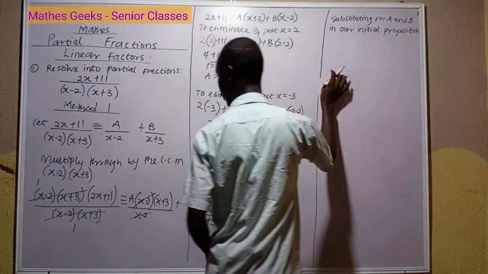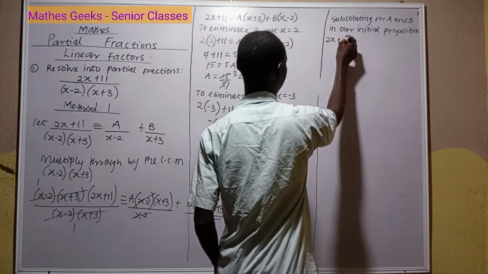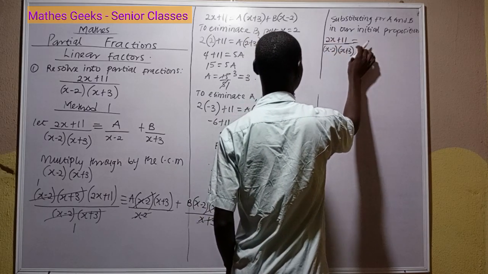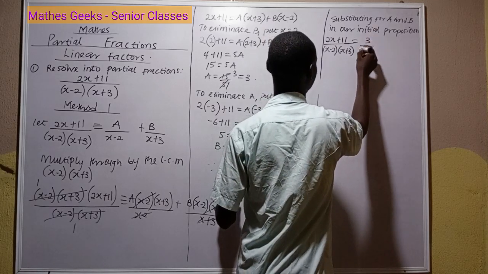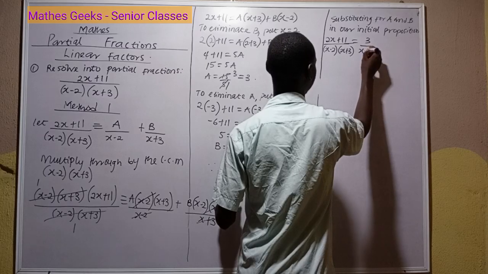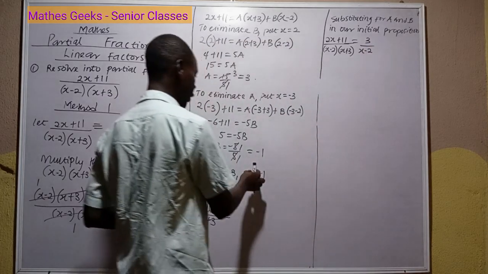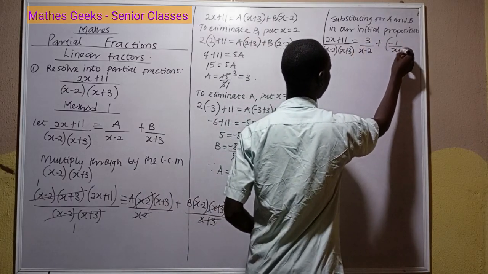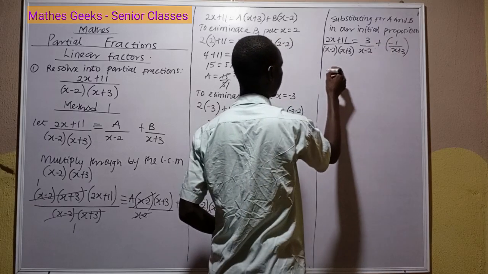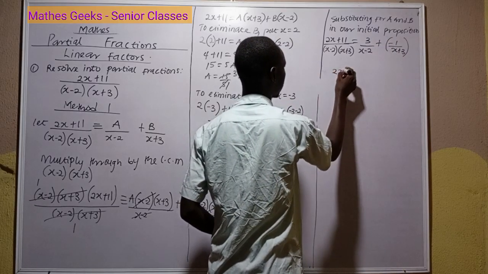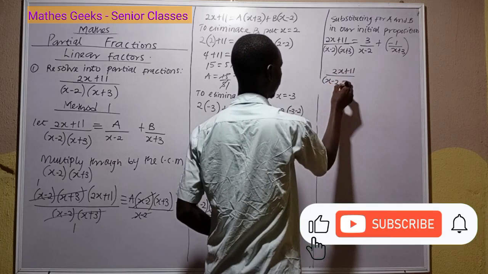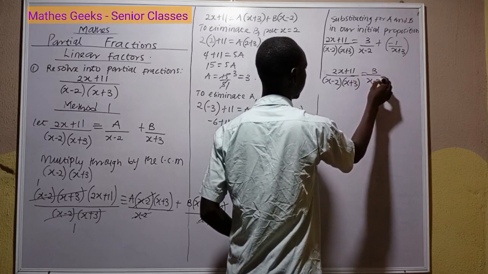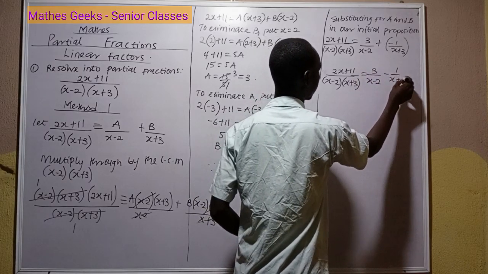Okay, so our equation becomes, first of all, the initial equation was (2x plus 11) over (x minus 2)(x plus 3). This is equal to, where a is 3, 3 over x minus 2. Now here, since the value of b is minus 1, you put plus and then minus 1 over x plus 3. Minus times plus will give you minus, so it will become (2x plus 11) over (x minus 2)(x plus 3) is equal to 3 over (x minus 2) minus 1 over (x plus 3).